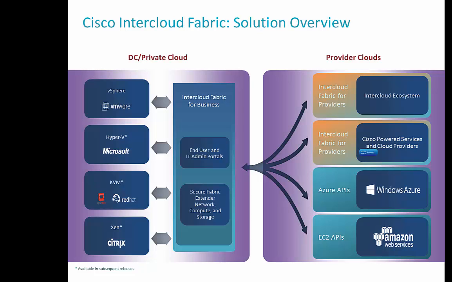Let's see how this really works. As I said before, it's a combination of various products working together. In between sits Intercloud Fabric for Business, which will be our topic of today's discussion. There is a provider part which handles the provider side, but we're not going into that. If you're using Amazon or Azure, you don't need to worry about that. But in the deployment phase, we need to deploy Intercloud Fabric for Business. All right.